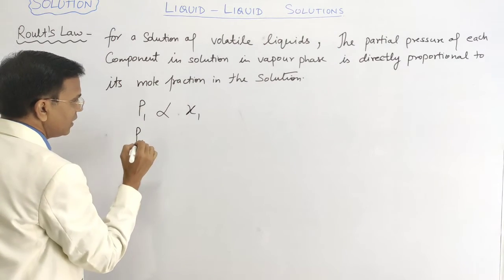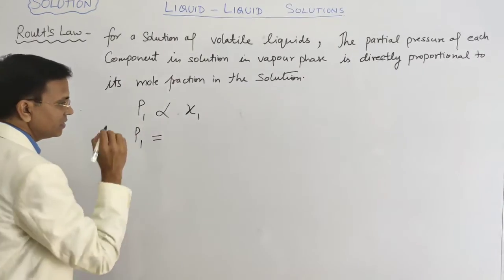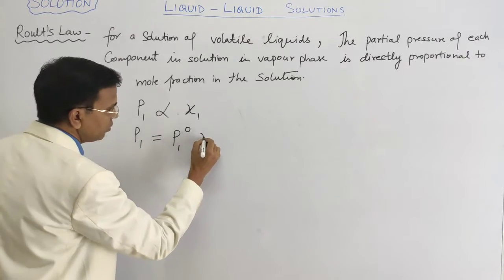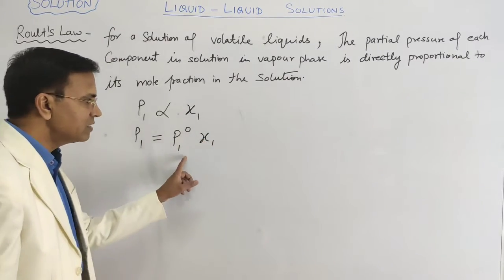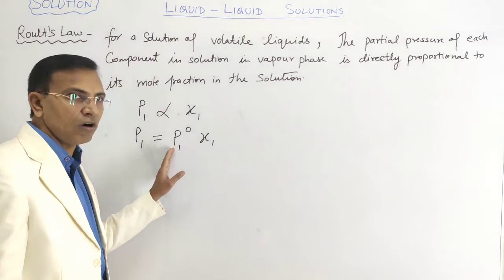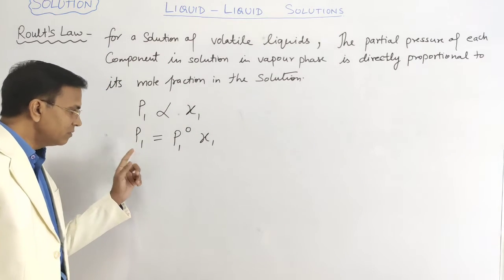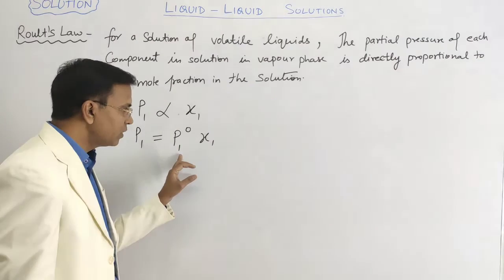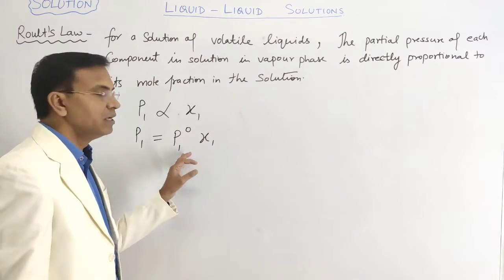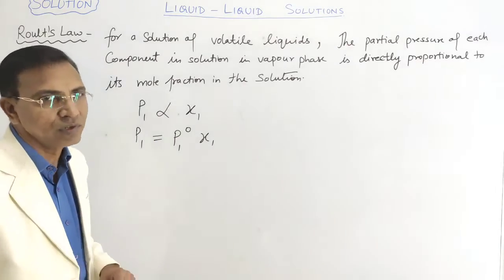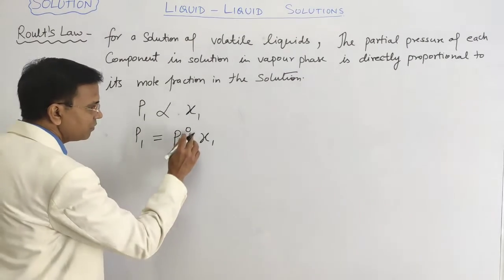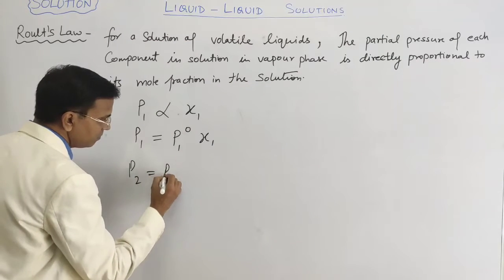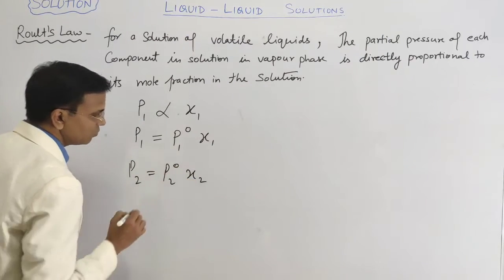And if we are going to equate it, some constant must be there. This time it is P1 naught x1. Here the P1 naught is the pressure of the first component, the pressure of the component in pure form, right? So here P1 is equal to P1 naught x1. The same way P2 is equal to P2 naught x2, right?